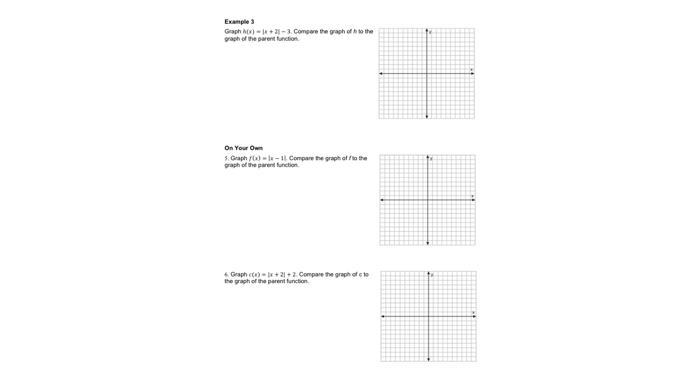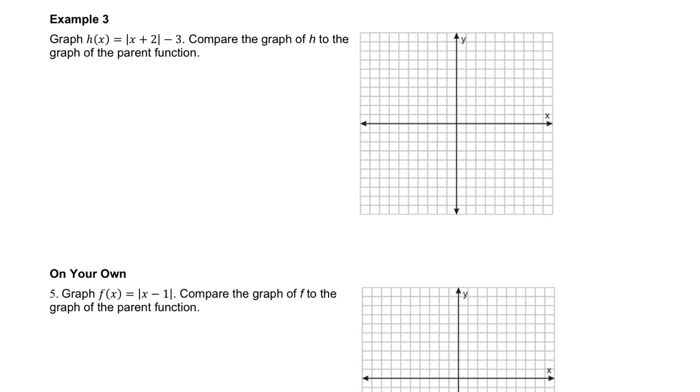Okay, let's look at example 3. Graph h of x equals the absolute value of x plus 2, minus 3, and compare the graph of h to the graph of the parent function. First off, let's do what we did yesterday and graph our parent function. So I'm getting that graphed here. I'm going to connect these dots. So there's my parent function.